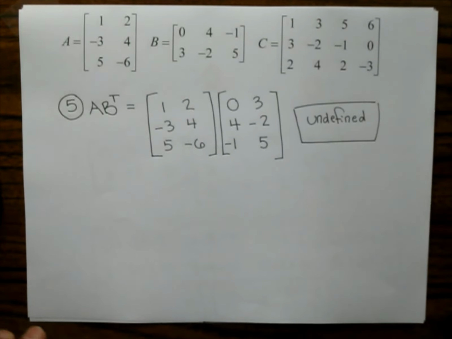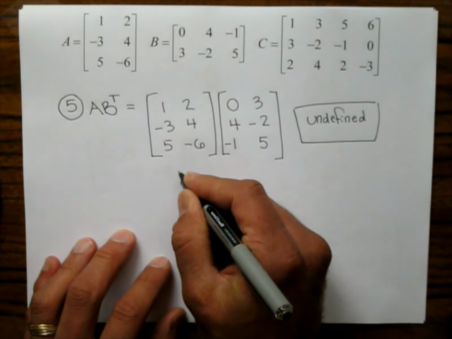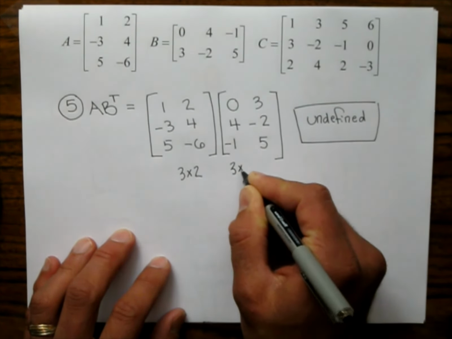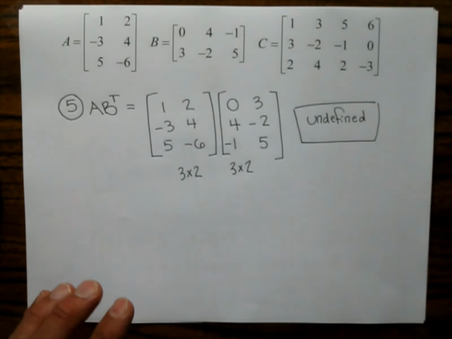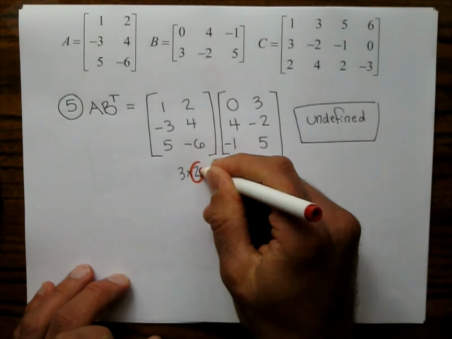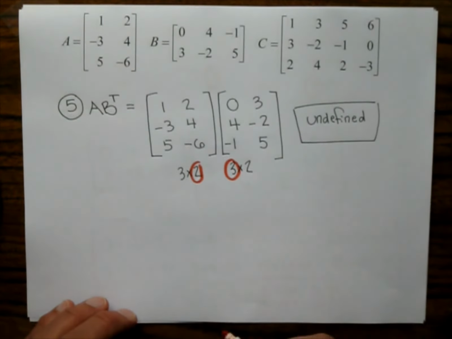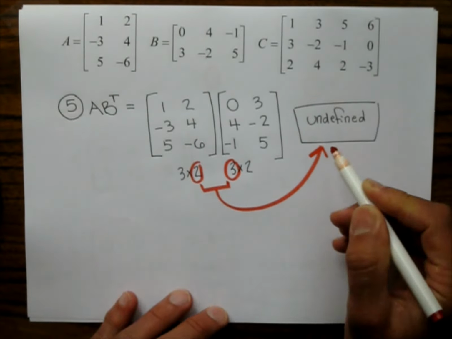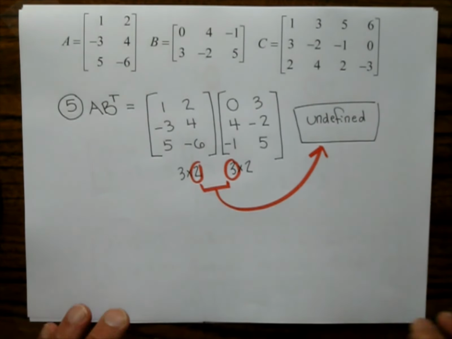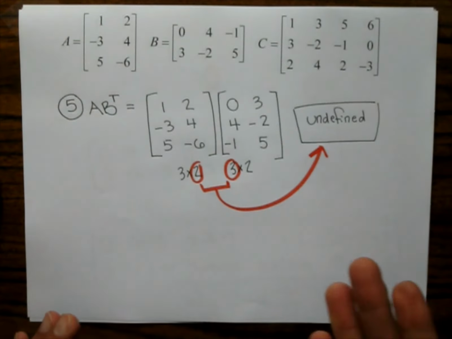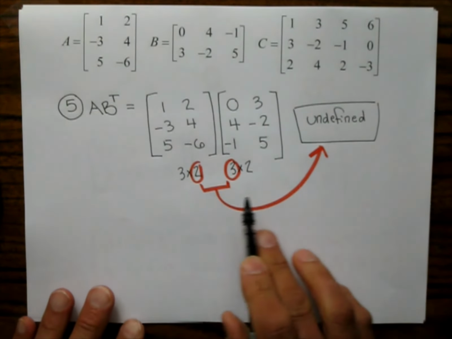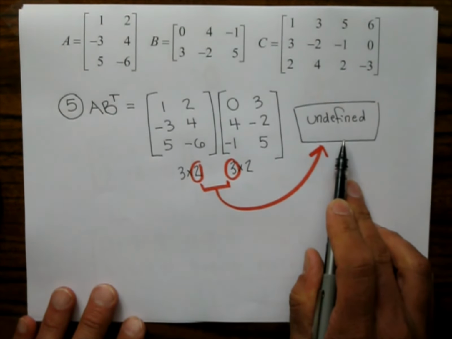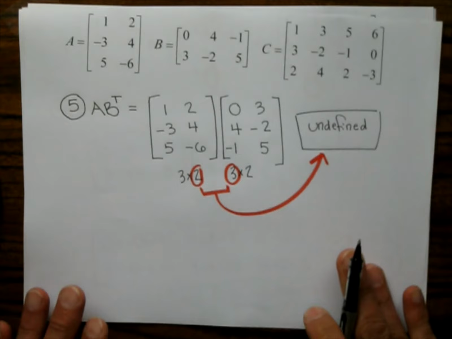Now, if we had done a size check here, look, we have 3 by 2, and then this is 3 by 2. Those numbers, the inside numbers, are not the same. So that's why we can say undefined. Before, you're probably wondering, why did he put undefined? Because we didn't go over an example. And so now we'll always check the inside numbers and be able to answer undefined if those numbers are different.